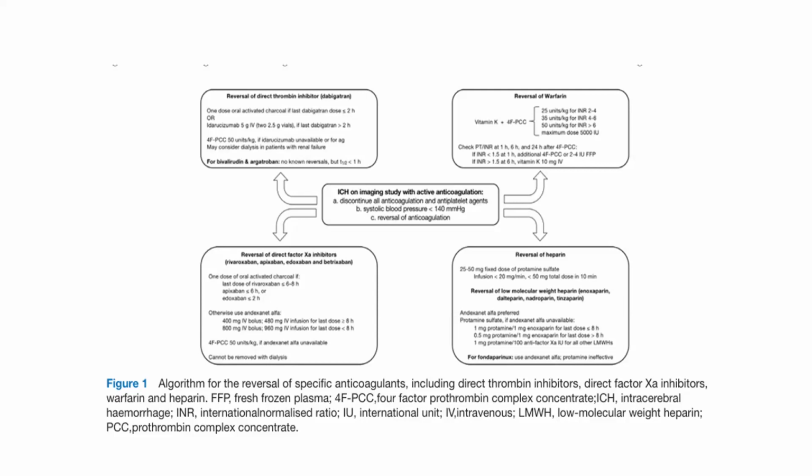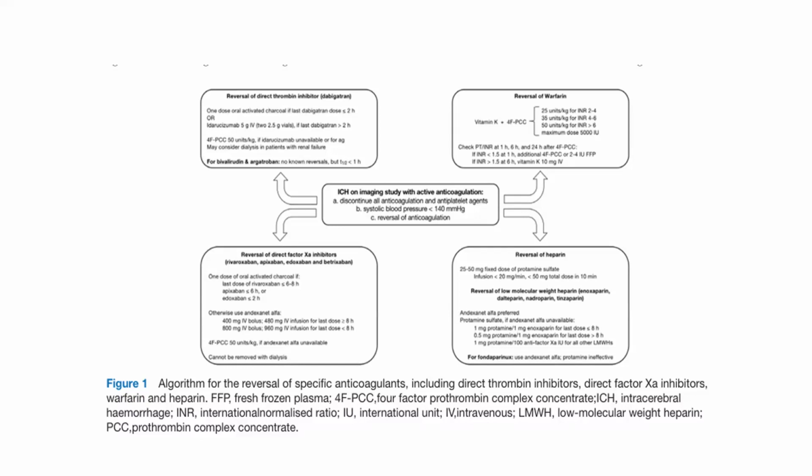As mentioned in the previous table, if the INR is 2 to 4, then we can use a dose of 25 units per kg. If INR is 4 to 6, then 35 units per kg. If INR is more than 6, then 50 units per kg. And the maximum that we can use is 5,000.